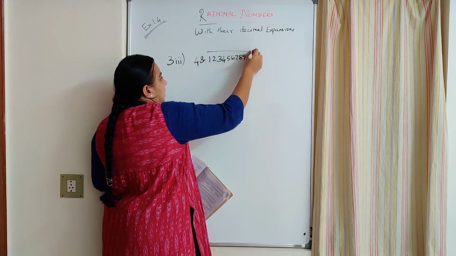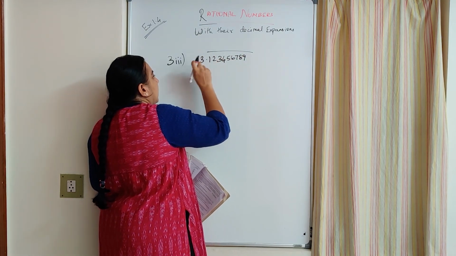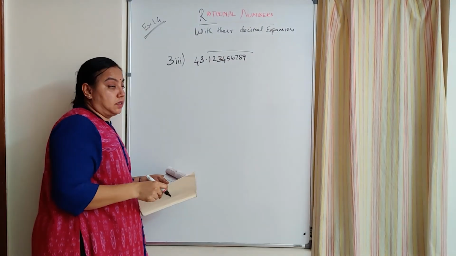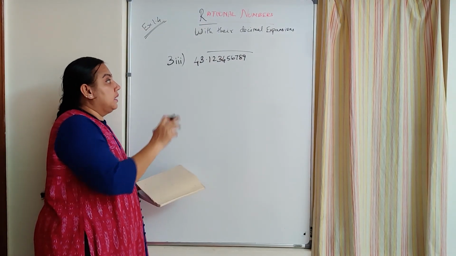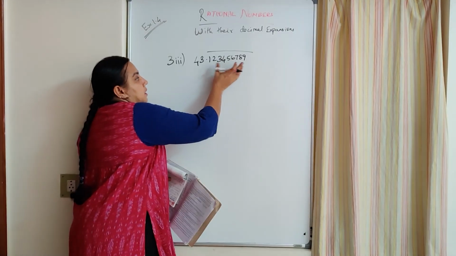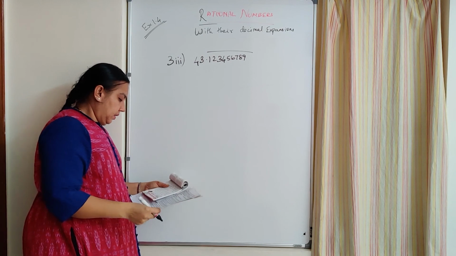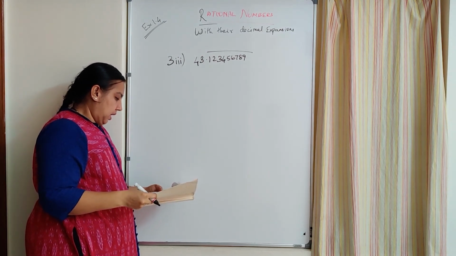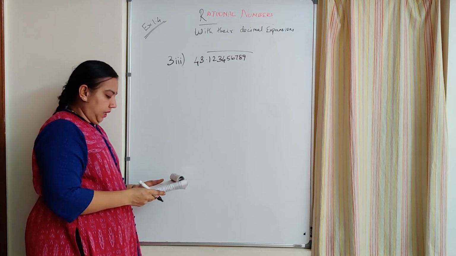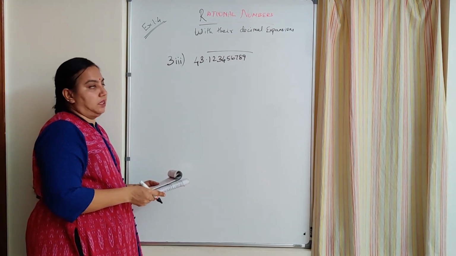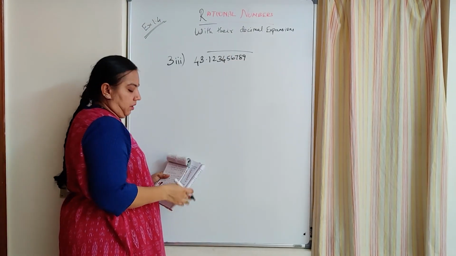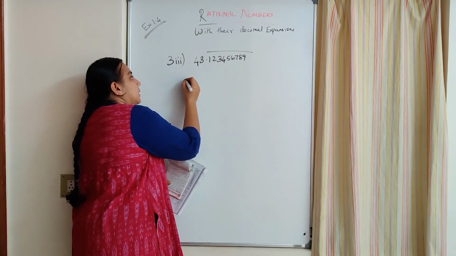And then the third sum, 3.123456789, with a line above it. The line above says that it is repeating. It is non-terminating, but the same decimals are getting repeated again and again. So how are we going to do this? Again, this number is non-terminating, but it is a rational number.